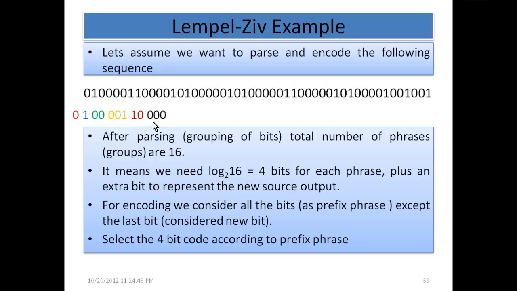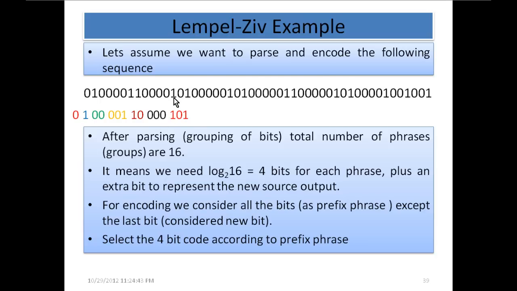After that, this new combination is formed. Here these two zeros are already there in the dictionary at location number 3, and these two zeros are combined with this 0 to form a new phrase or new group which is stored at location number 1 2 3 4 5. So this way it will keep going on.